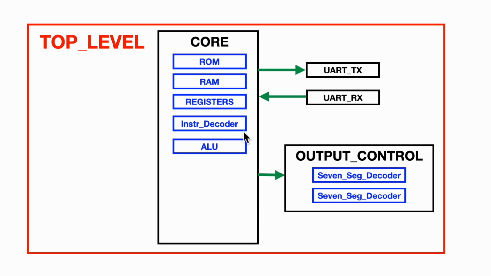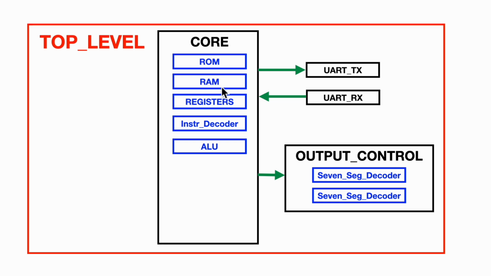Now within the core module we have the ROM memory, the RAM memory, the registers module, we have a module for instruction decoding, and we have the ALU module. The ROM will be completely combinational. In other words, we'll feed an address in and we'll get the corresponding byte from the read-only memory out. It will be combinational, at least initially. We may talk about some other approaches later.